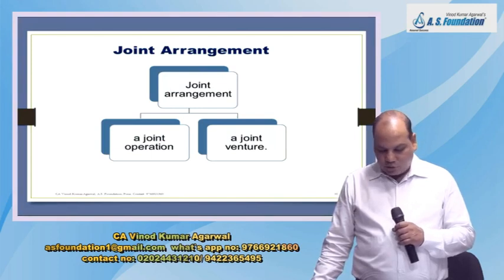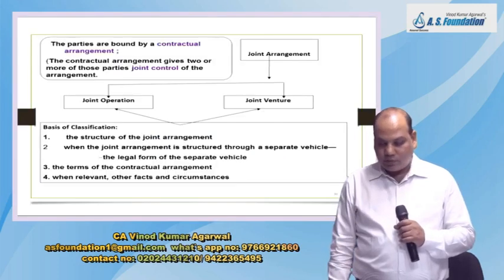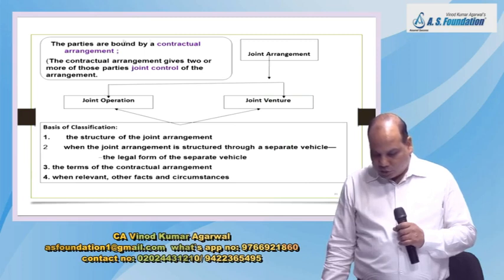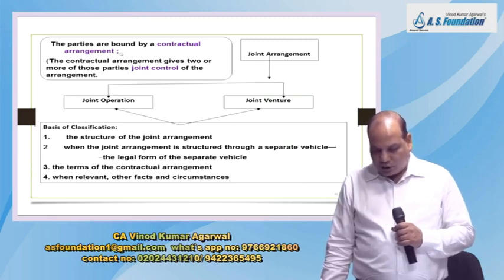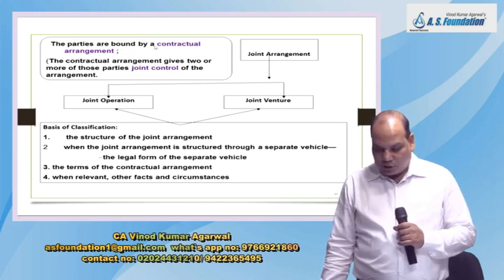Joint arrangement can be joint operation or joint venture. So this is a small summary of 2 types of joint arrangement. Common feature in both types of joint arrangement is that there must be a contractual arrangement or implicit contractual arrangement, and there must be joint control.